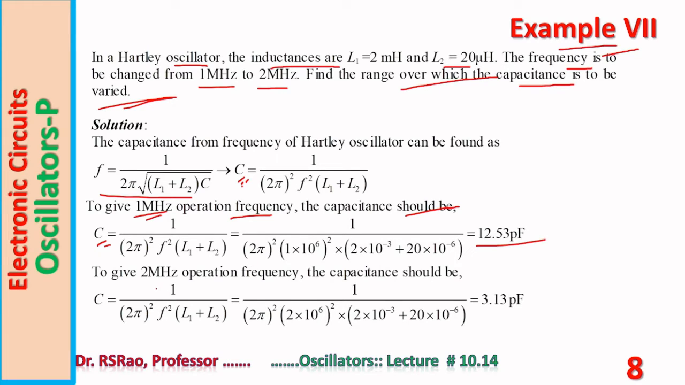In the same way, to give 2 megahertz frequency, the capacitance can be found as 3.13 picofarad. Therefore, capacitance requires to be changed from 12.53 picofarad to 3.13 picofarad. So a variation from 12.53 picofarad to 3.13 picofarad is required to have the desired frequency variation.